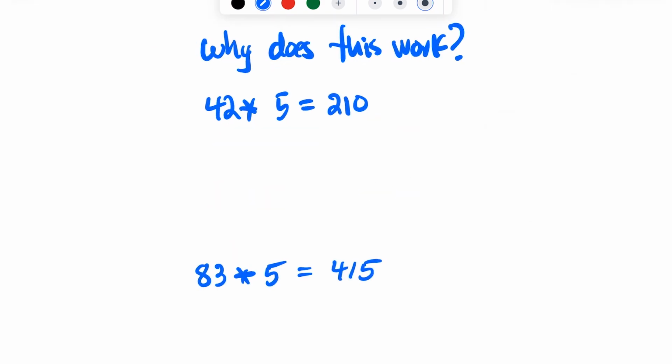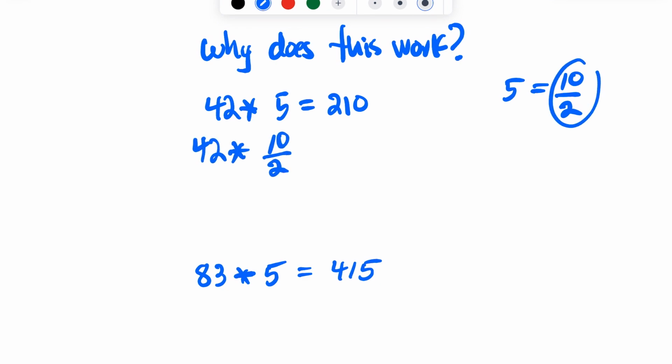So you may be asking yourself, well, why does this work? So let's think of 5 as really 10 divided by 2. So everywhere we see a 5, we're going to replace that with a 10 divided by 2. Why? Well, because it's the same thing, right? And you'll be able to see why here in a bit.